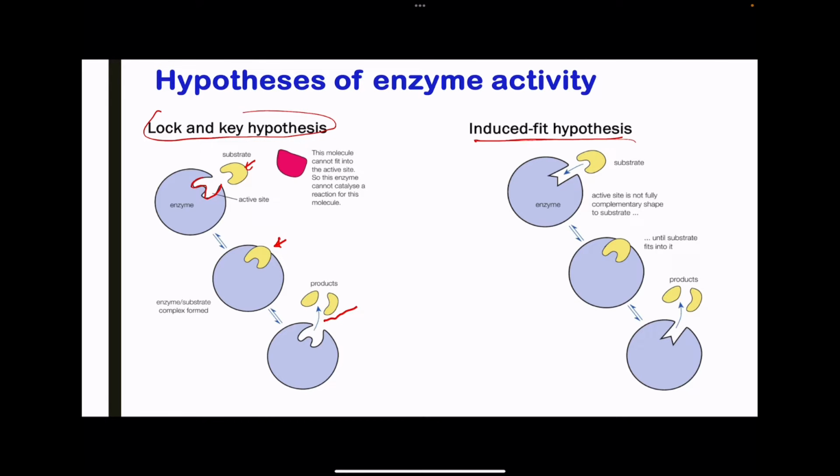This is called an induced fit hypothesis because there is a change in the shape of the active site to accommodate the substrate that has come in order for a reaction to be catalyzed.